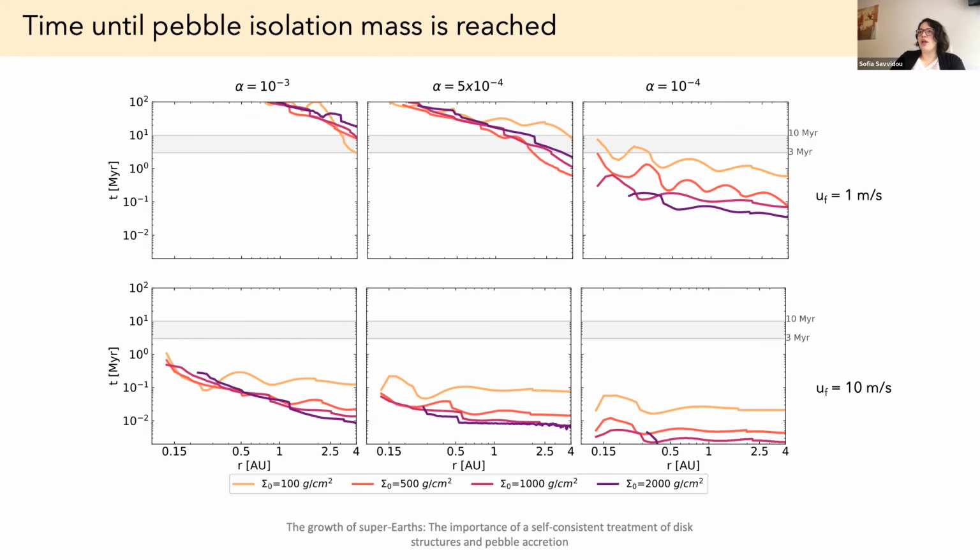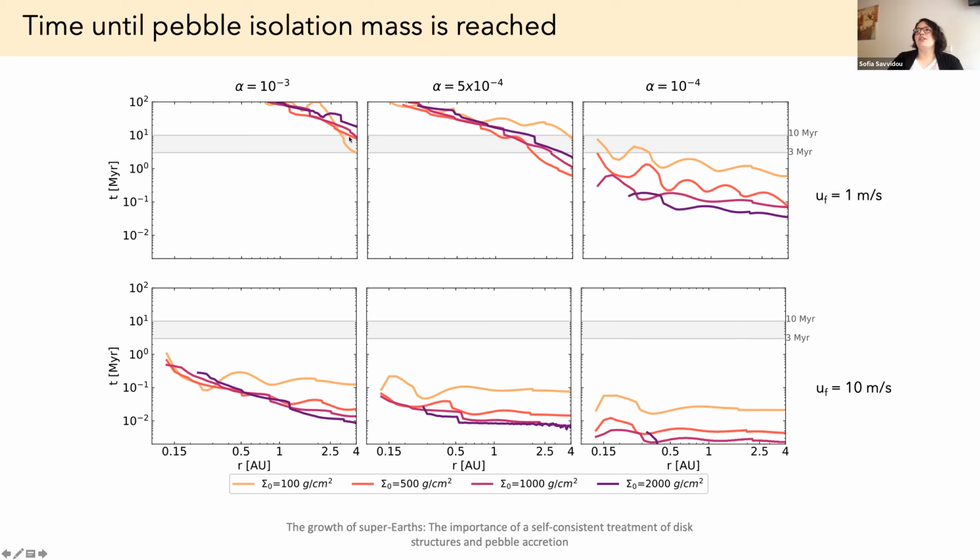We should also consider how long it takes for these planets to grow, because in the first case, for the high alpha here and the low fragmentation velocity, we had seen some pretty massive planets being able to form, but it actually would take them too long. And in this gray band here, I have put the typical lifetime of a disk, like 3 to 10 million years. So the time it would take for the gas of the disk to be dispersed.